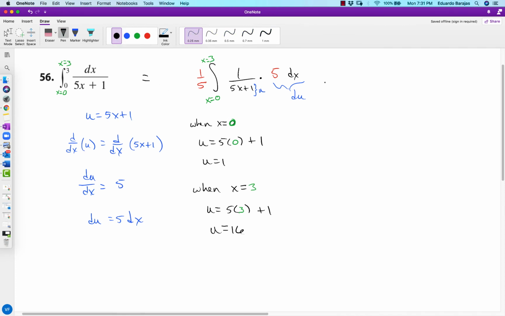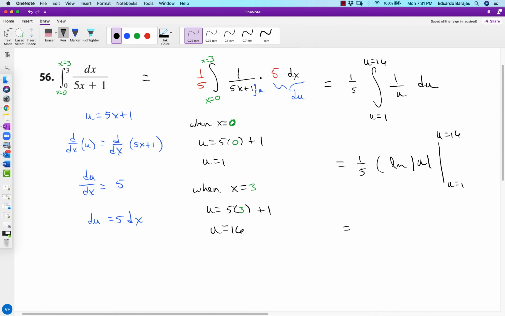This equals that, and now all of that is equal to 1/5 on the outside, times the integral as u changes from 1 to 16 of 1 over u, and then this is just going to be du. Good. Okay, so now this is something that we remember, something whose derivative is equal to 1 over u. That's going to be 1/5 times ln of the absolute value of u, evaluated as u ranges from 1 to 16.